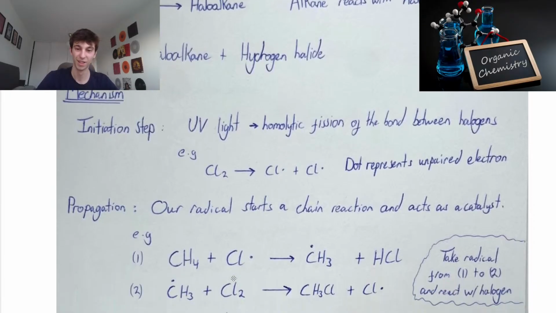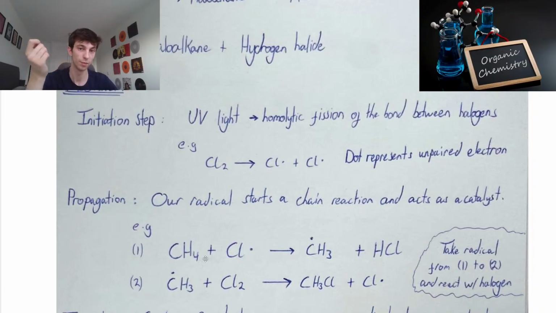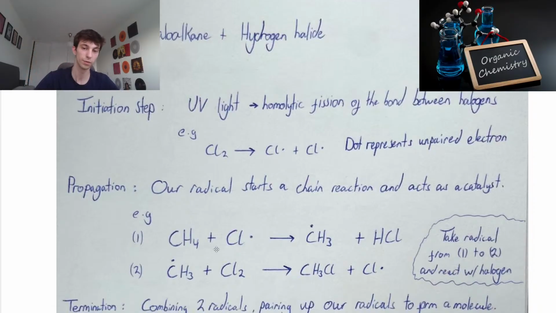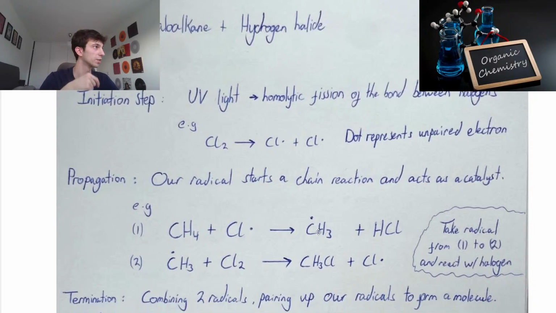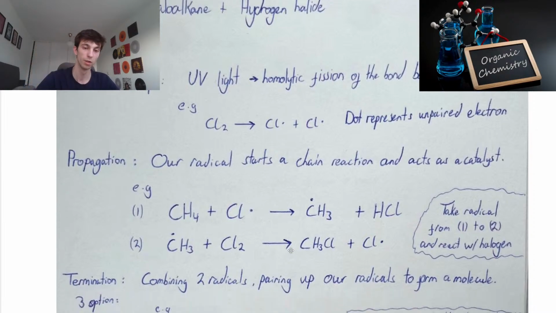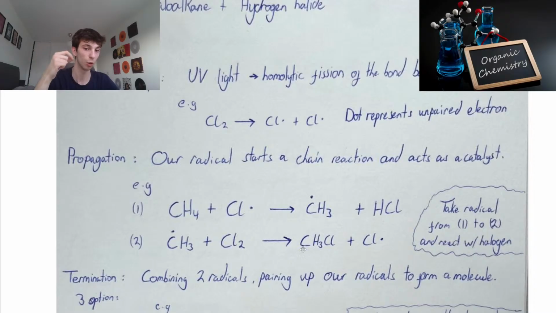So we would have our methane with that chlorine radical. We produce that CH3 radical, with the dot as our unpaired electron, plus HCl. Remember, guys, in our propagation steps we're always going to have a radical on the left and a radical on the right. The radical from that first propagation step goes into the second propagation step. We react it with our original halogen, Cl2, and we get exactly what we need, chloromethane, and another chlorine radical. So these are propagation steps.